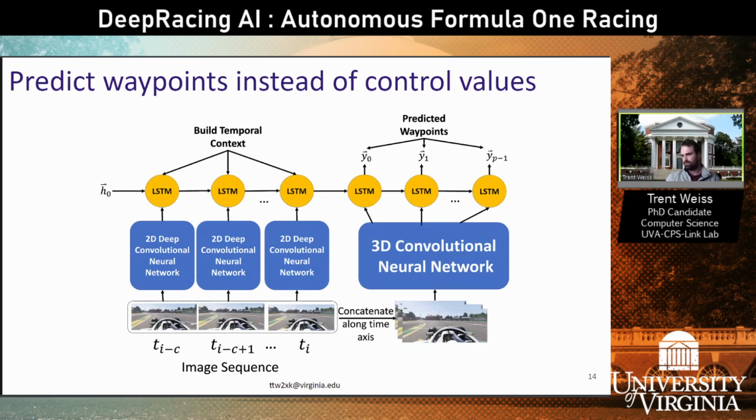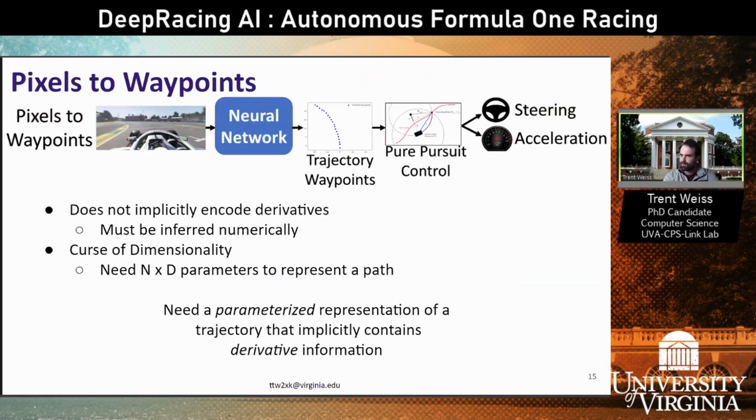We have this somewhat detailed network architecture in which we map a sequence of images, a historical context of what the driver is seeing, and ultimately predict waypoints for the car to follow. But this still has its limitations.